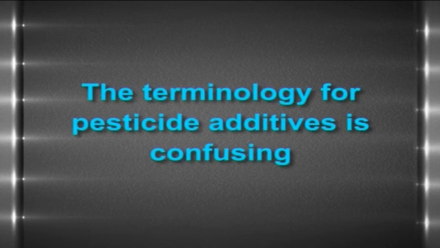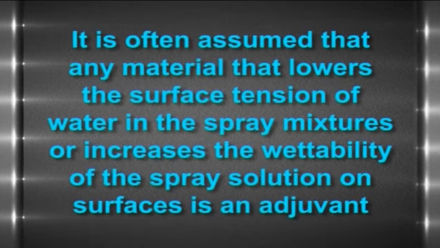Moving into the last aspect, adjuvants. An adjuvant is any compound that facilitates the action of pesticides or modifies characteristics of pesticide formulations or spray solutions. The terminology for pesticide additives is confusing. It is often assumed that any material that lowers the surface tension of water in the spray mixtures or increases the wettability of the spray solution on surfaces is an adjuvant.